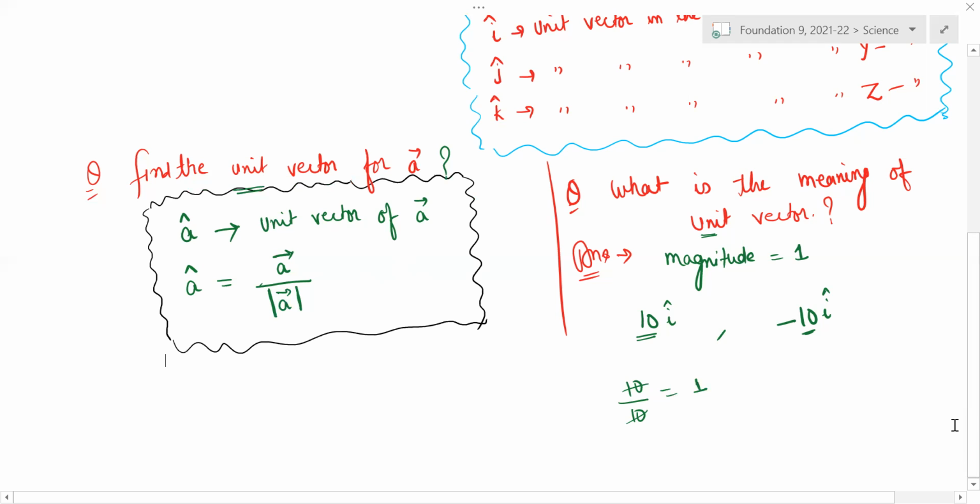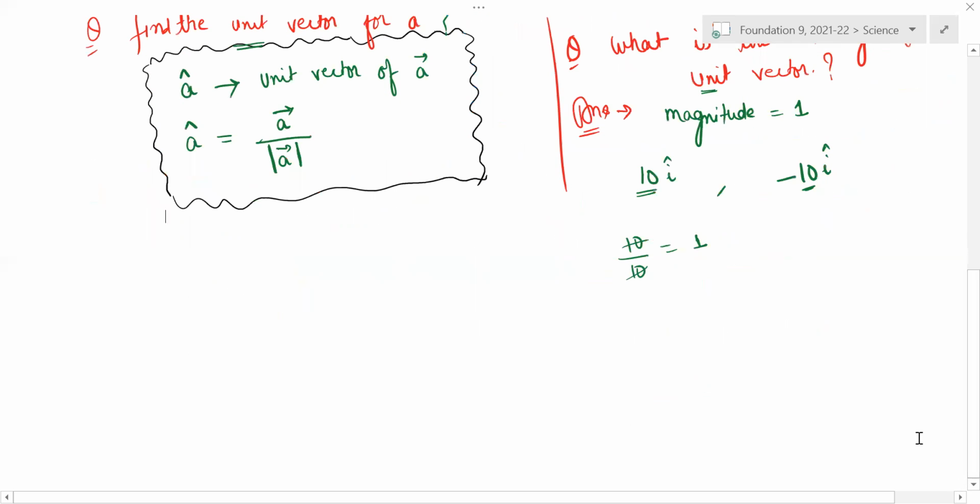Okay, beta. Next, if I say find B cap, means what? B unit vector. Vector of B, very good. So how to find B cap, beta? B vector by absolute B, vector by magnitude of B vector. This part is called mod. I have to say this is mod B.